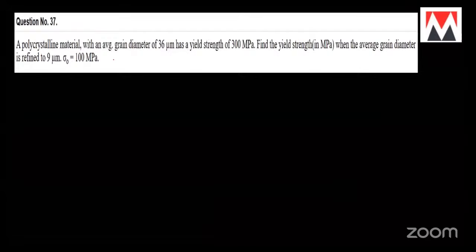A polycrystalline material with an average grain diameter of 36 microns has a yield strength of 300 MPa. The yield strength for the same material with an average grain diameter of 9 microns is asked. Sigma naught is 100 MPa. Okay, K by root D. So what do you have here? I have a yield strength of 300. Here he is asking the yield strength of the other one. He gave sigma naught as 100.